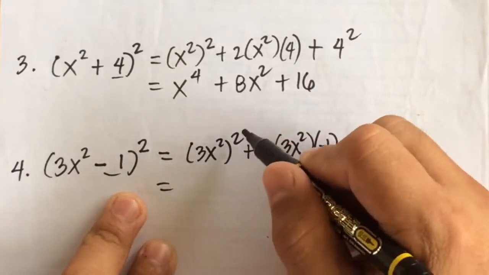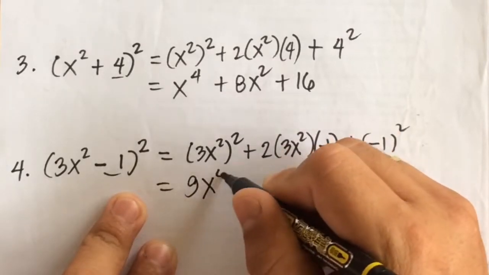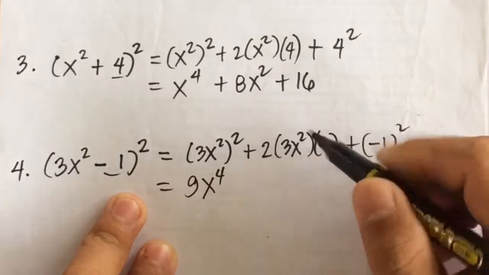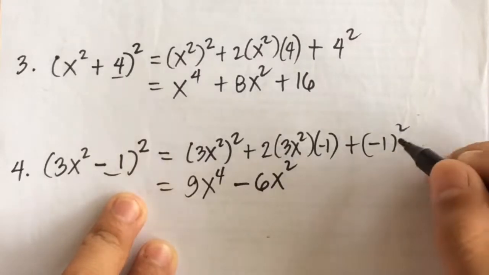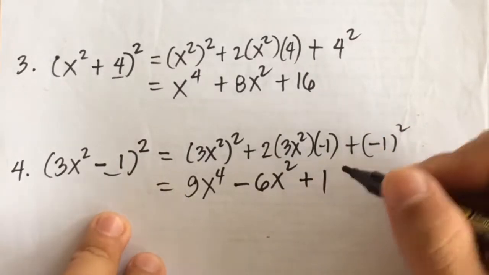So (3x squared) squared, that will be 3 squared is 9, then (x squared) squared will be x to the power 4. Then 2 times 3 is 6 times negative 1 is negative 6, so we're going to have here minus 6x squared. The (negative 1) squared is positive 1.